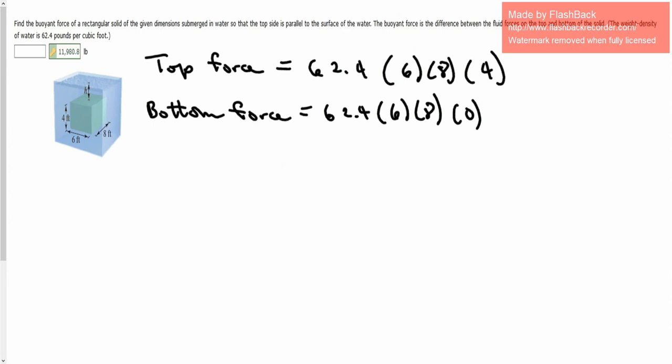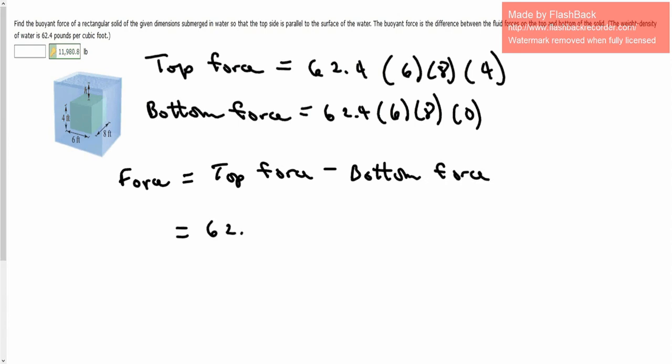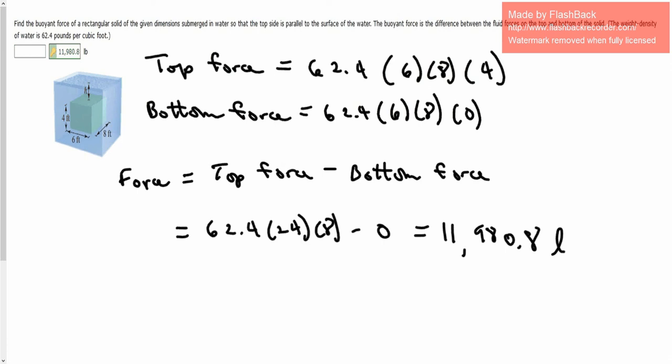So the buoyancy force becomes the top force minus the bottom force. That gives us 62.4 times 24 times 8 minus 0, and that's going to be in pounds. When you calculate that, we get 11,980.8 pounds.